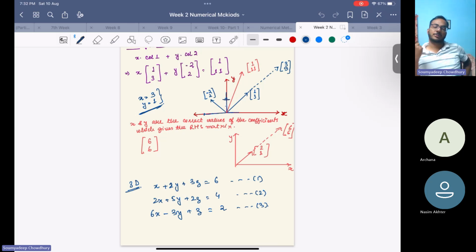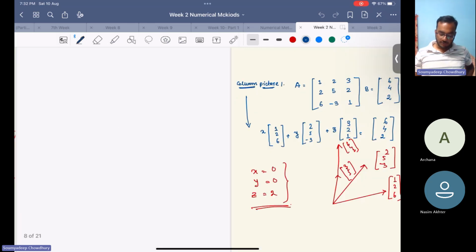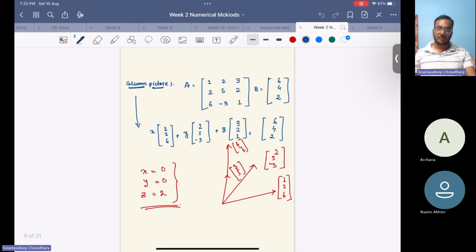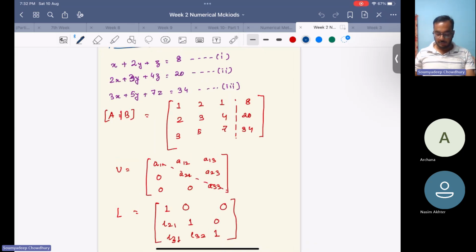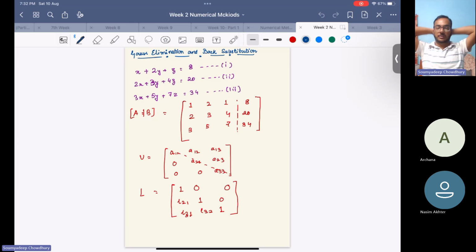If there are three unknowns and three equations, each equation represents a plane. So you have to draw it on a 3D plane and then imagine, which is much more difficult than the 2D or the linear case. So we have some different techniques for solving those 3D equations. Then we talked about Gaussian elimination and back substitution.